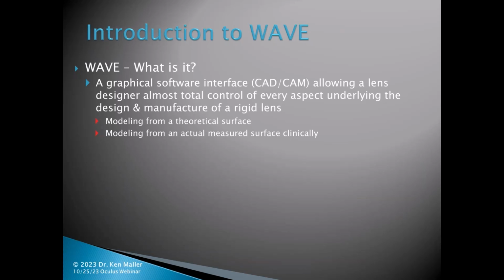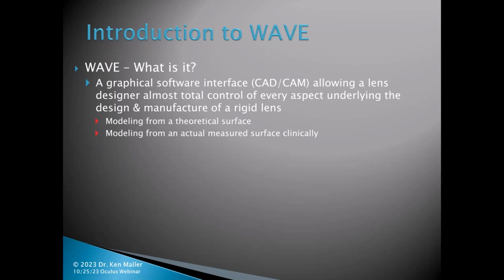Well, Wave is basically a CAD/CAM program, that's computer-aided design and computer-aided manufacturing, allowing a lens designer, which is you, almost total control over every aspect that would be in producing a rigid lens. You can do it both from a theoretical surface, which most people don't really know. So you can create a theoretical surface based on E-values and curvatures, or you can get the true surface from the actual measured data that's been taken off of the patient's eye.